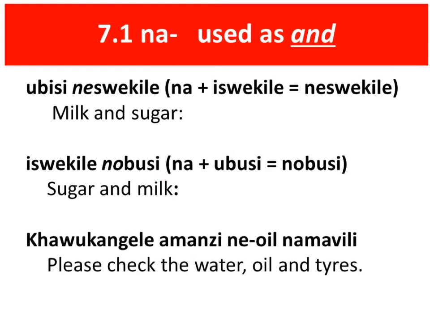And you can do this when you add several different nouns to each other. So for example, if you want to say, please check the water and the oil and the tires, kawukangele, so amanzi is your first noun, ne oil, so that's na plus i oil, and na plus amavili, namavili. So kawukangele, amanzi, ne oil, namavili.